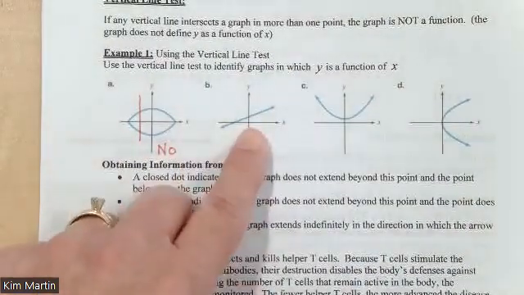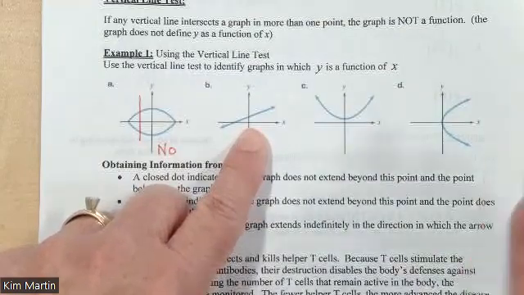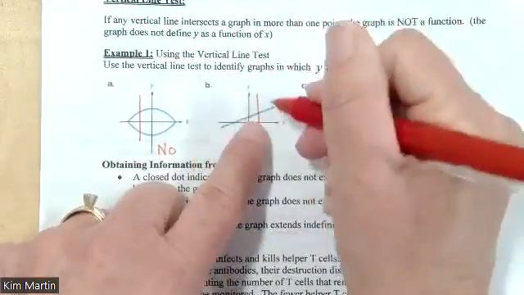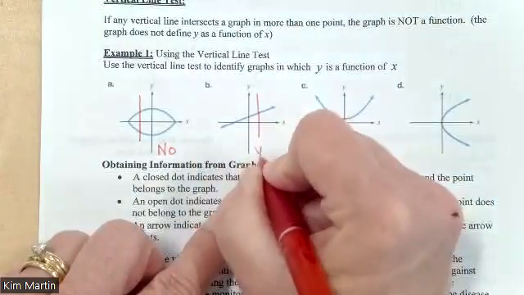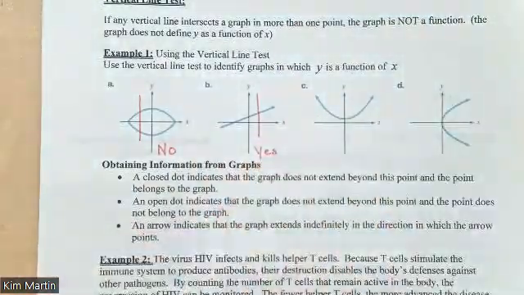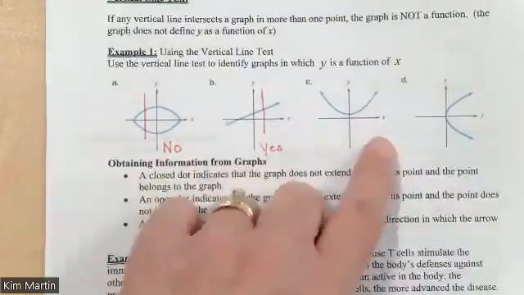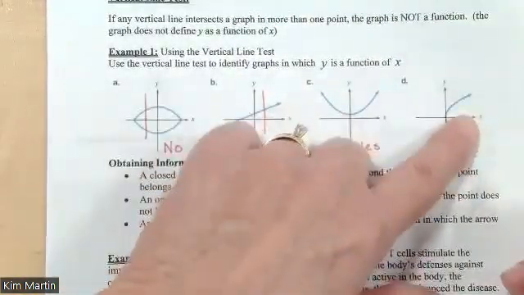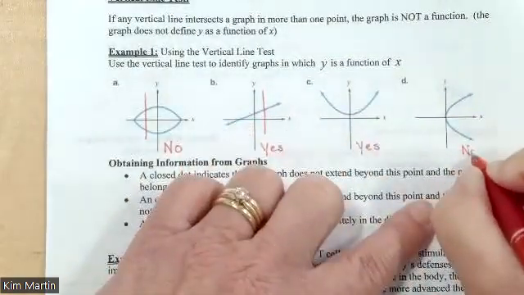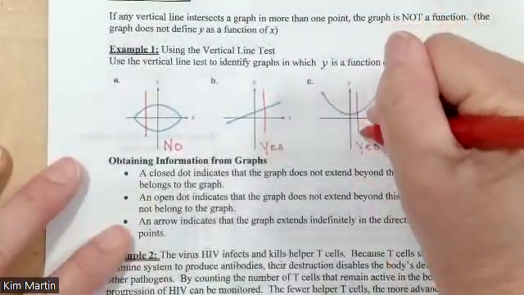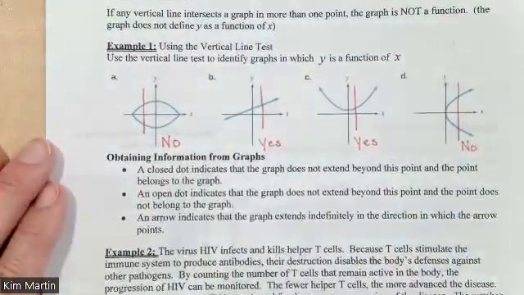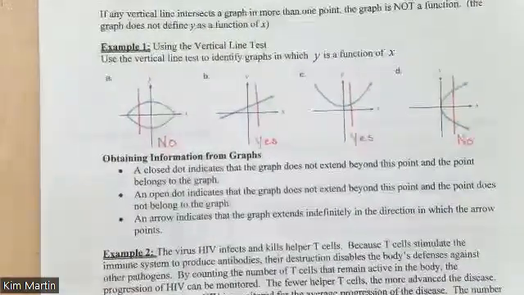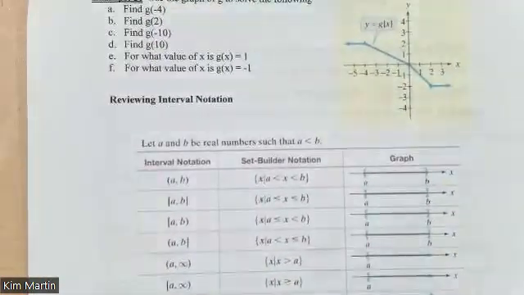What about this one? No matter where I draw my vertical line, it only crosses in one. It only hits it in one spot. What about this one? Yes. What about this one? No. Because again, it's going to hit in two places. All right. I'm going to come back to this one, because I think this stuff's more important.